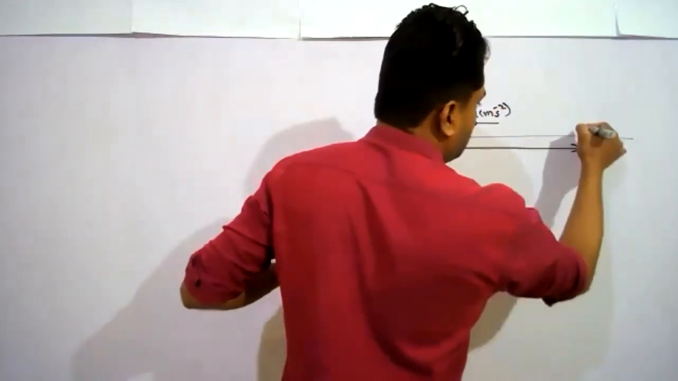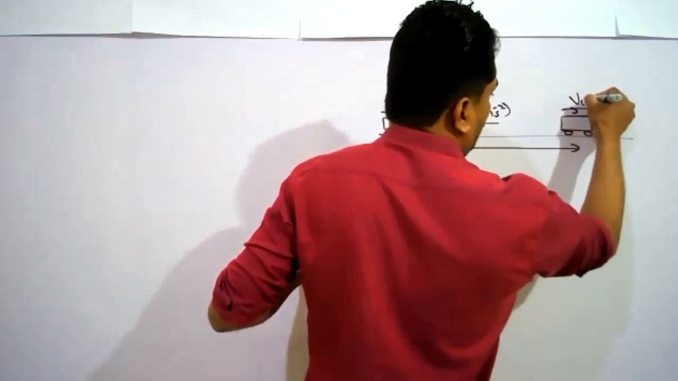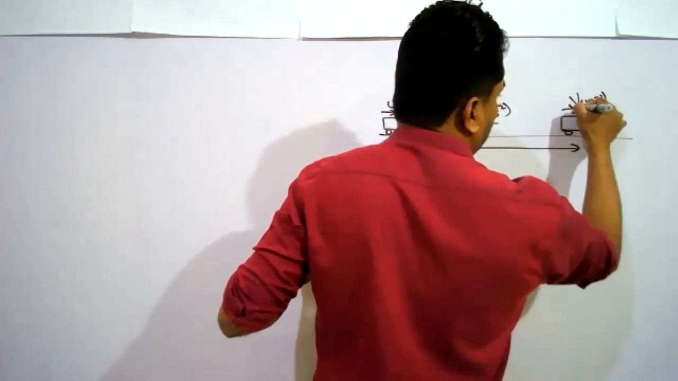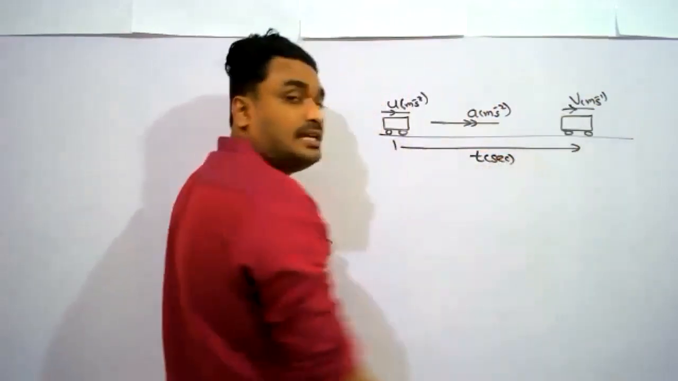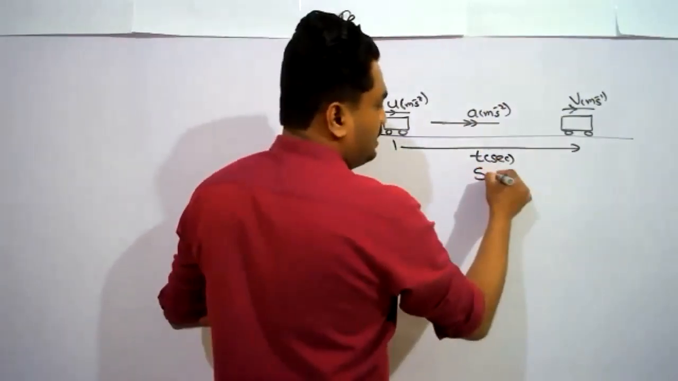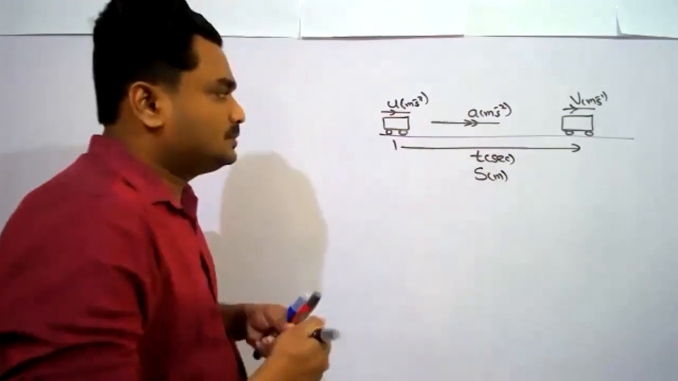After t seconds, the object's velocity is v meters per second. The time taken for the motion is t seconds. The displacement is s meters. Draw this figure here.